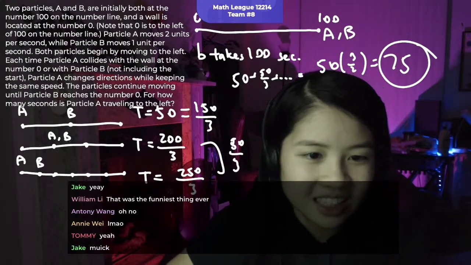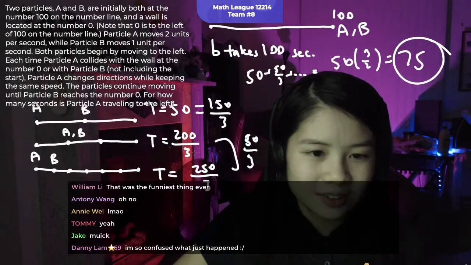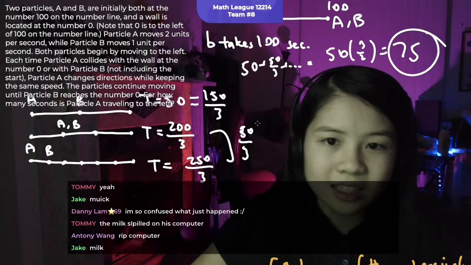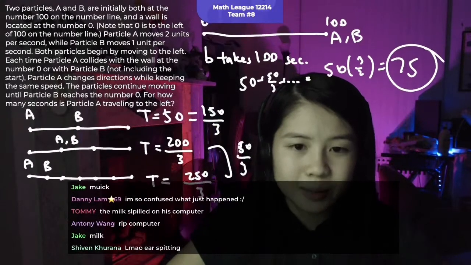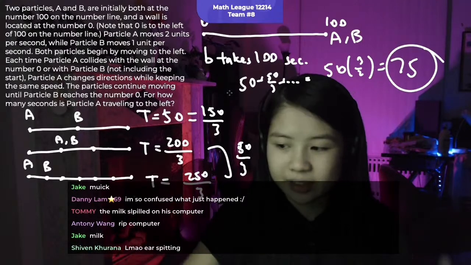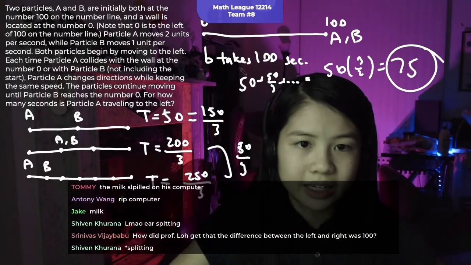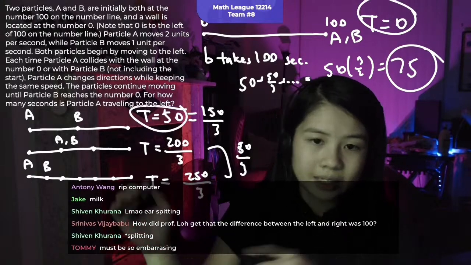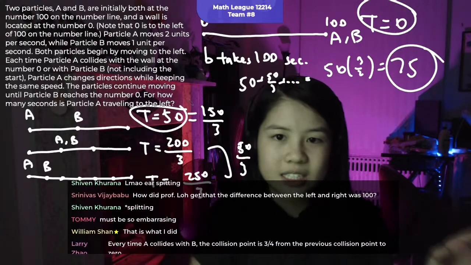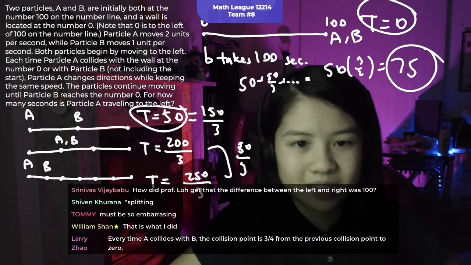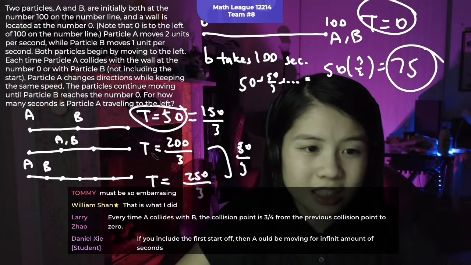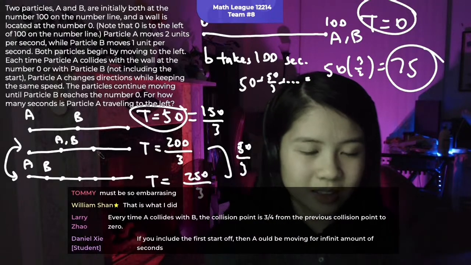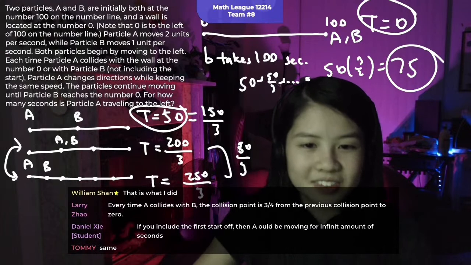And then I drew another diagram for t equals 250 over 3 seconds, which is when A reaches the left side for the second time. Then I started to add up the times in which A was traveling to the left. The first time I counted was between t equals 0 and t equals 50, because A was traveling to the left between those two time captures. So I got 50, and then I also added the time between these two because A was also traveling to the left between those two. So I got 50 plus 50 over 3.